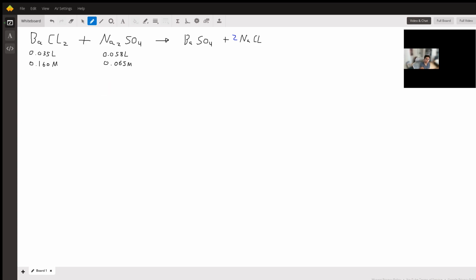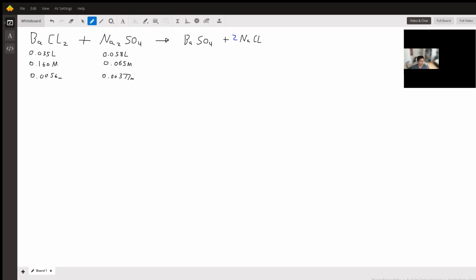And the reason why we put these down is we want to find the number of moles. Moles is equal to molarity times volume. So all we need to do is multiply these numbers together to find the number of moles. So we go 0.035 times 0.160. We have 0.0056 moles here. And we have 0.058 times 0.065. We have 0.00377 moles here.